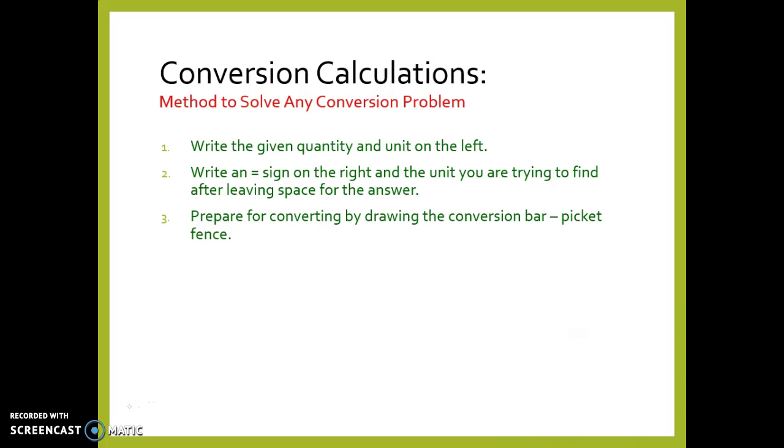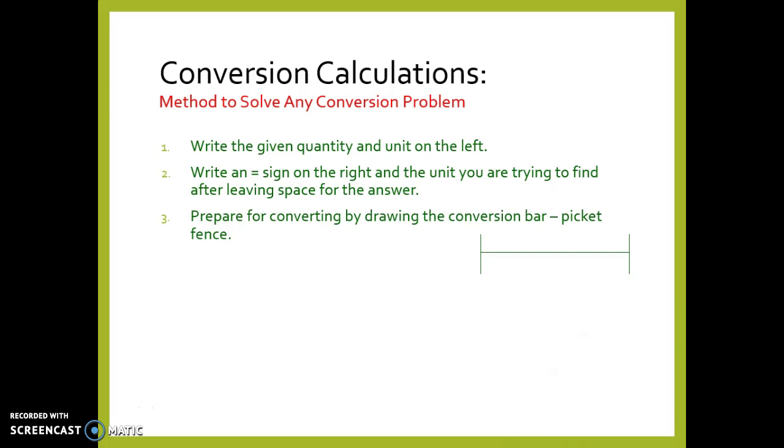Step 3 has some parts to it. The first part is to prepare for converting by drawing the conversion bar. We also call that the picket fence. It looks like this. So you see this over here? This is the conversion bar right here. The conversion bar is this item right here that I just put up, the green bars. Some people call that the picket fence. Whatever you call it, that's what you draw.